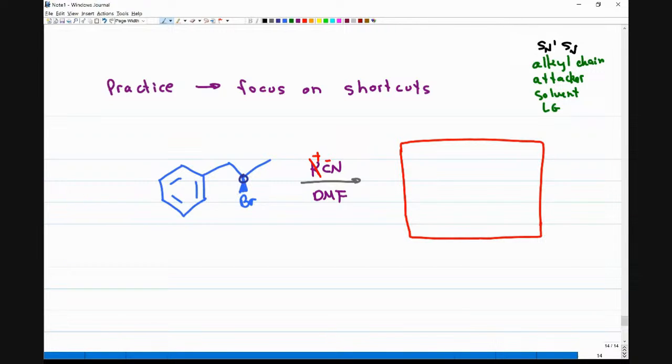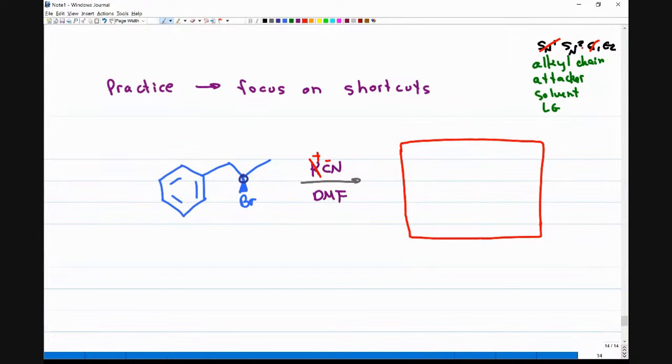So if I'm looking between SN1, SN2, E1, and E2, because I have a negative attacker, it is too strong to allow a carbocation to form. And that means I'm going to rule out my SN1 and E1.